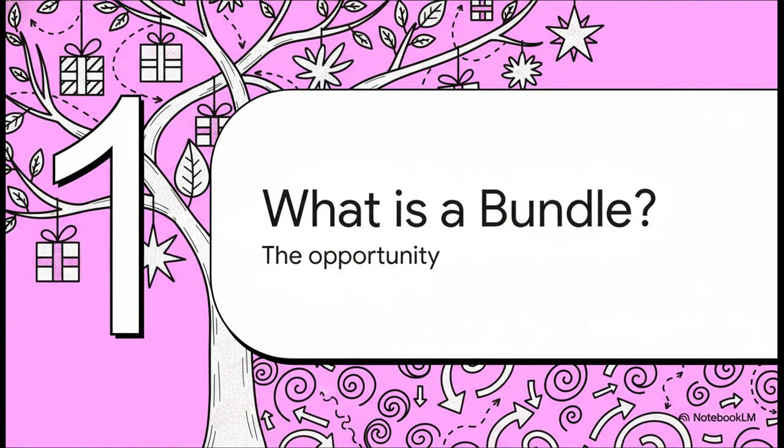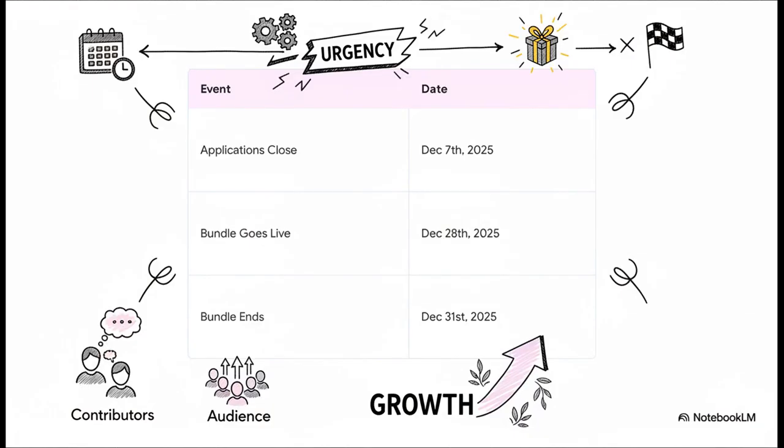All right, section 1. So what exactly is this bundle? Let's get a handle on the opportunity and, importantly, the timeline. Take a look at these dates. This is super interesting. Applications close on December 7th, but the bundle itself only runs for 4 days, right at the end of the year. That's a really tight window, and it's done on purpose. It creates this huge sense of urgency. It gets people to act fast, and that is absolutely key to making these things work.